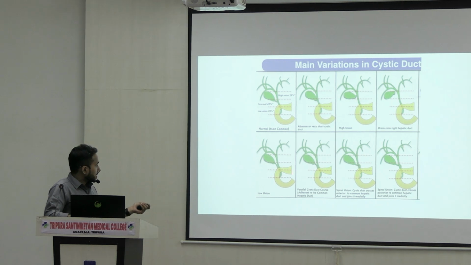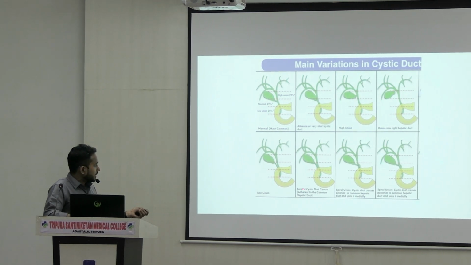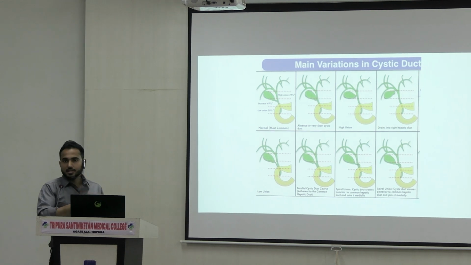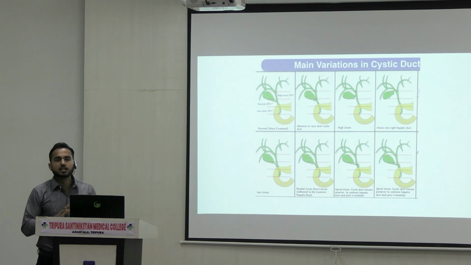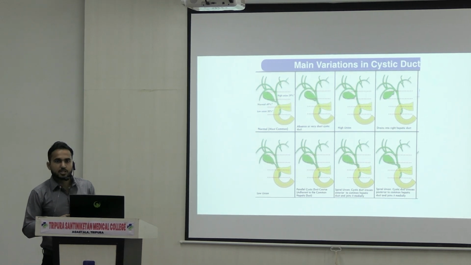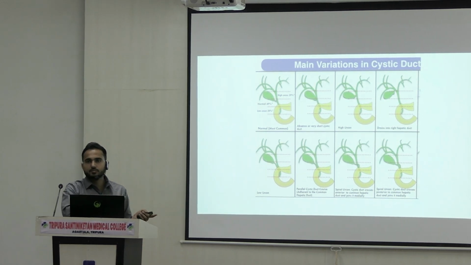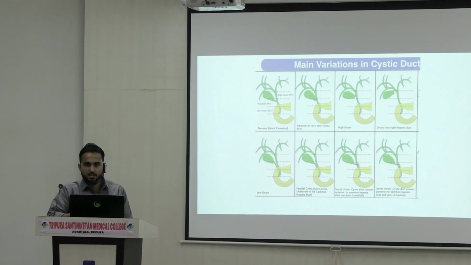Now here also you can see union is very low. Now here you can see parallel to the cystic duct. Then here you can see spiral union of the cystic duct. So like this, as you can see in the diagram, the variations are there in the cystic duct also. That's why this variation along with the variation of the cystic artery is important. The knowledge is important before doing the cholecystectomy.